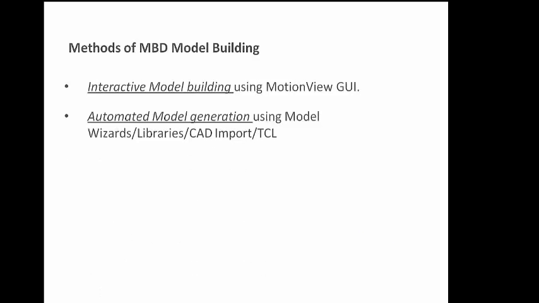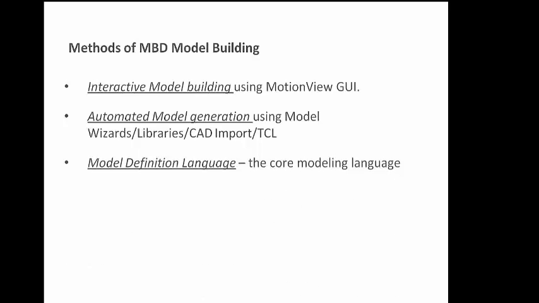How can we build multi-body systems using MotionView and run the same in MotionSolve? We can do that using interactive model building via the graphic user interface in MotionView, or using automated model generation with model wizards, libraries, or query files or TCLs. We can also use MDL, or model definition language, to write an MDL file.